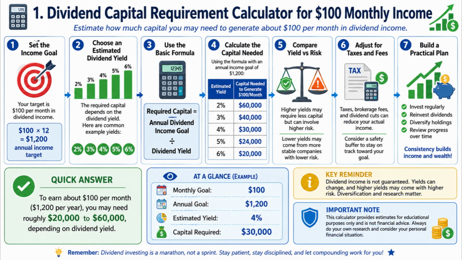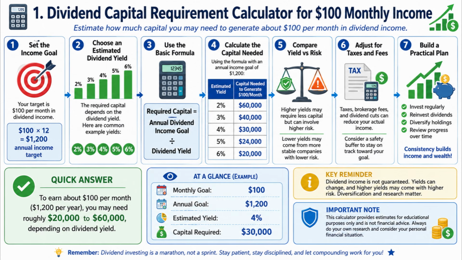Then, calculate the capital needed at different yield levels. If the estimated dividend yield is 2%, you may need about $60,000 to generate $100 per month. If the yield is 3%, you may need around $40,000. If the yield is 4%, you may need about $30,000. Likewise, if the yield is 5%, the required capital may fall to around $24,000. Finally, if the yield is 6%, the estimated capital required may be about $20,000.